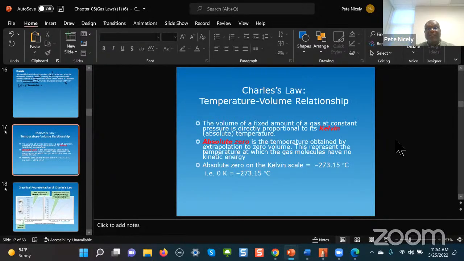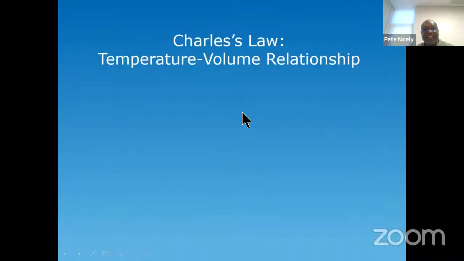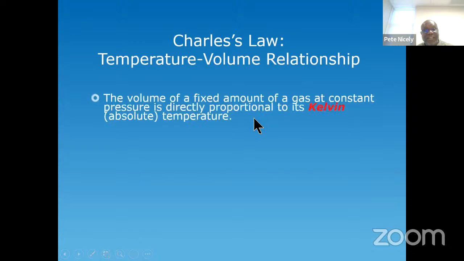All right, so the next law we're going to talk about is Charles' law. And Charles' law describes the relationship between the temperature of a gas and its volume. And basically, in words, the law says that the volume of a fixed amount of gas at a constant pressure is directly proportional to its Kelvin temperature. And the Kelvin temperature is also known as the absolute temperature, which we'll talk about in more detail later on. Why is it that the Kelvin temperature is a specific unit that we have to use here in this law?